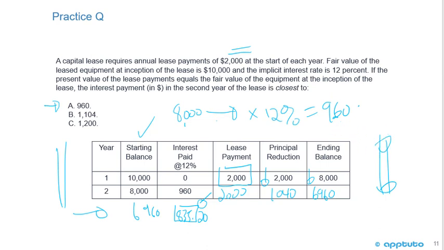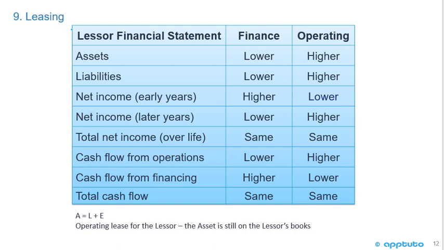Shouldn't be too difficult. Now we're going to look at the lease from the point of view of the lessor, okay? And this is not too difficult because it's just the exact opposite from the point of view of the lessee, okay? So just a quick review. If it's a finance lease, the lessee has the asset, so the assets are going to be higher. From the lessor's point of view, it's going to be lower, okay? If it's an operating lease, from the point of view of the lessor, the asset is still on the lessor's books, so their assets are going to be higher, okay?